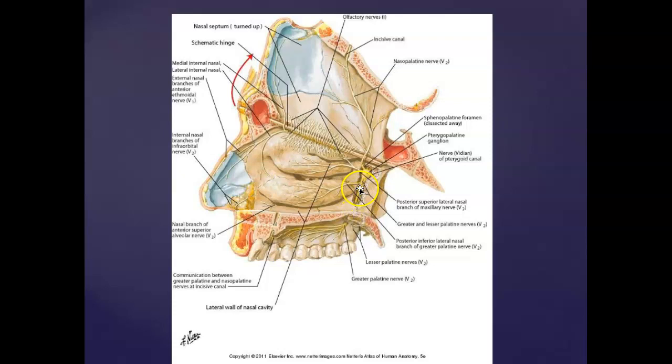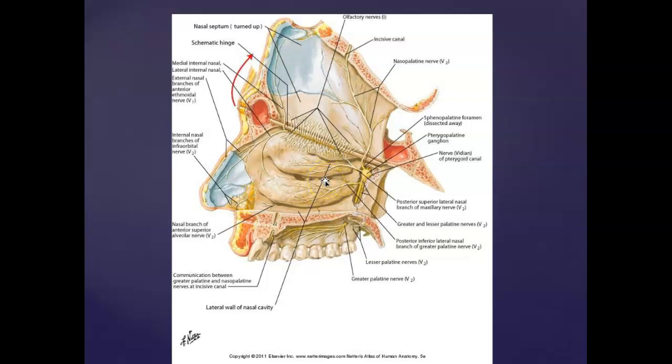Okay, now the greater palatine nerve, you can see coming down here, this is going to come down and provide a couple of branches. Actually right off of the ganglia is going to be this posterior superior lateral branch coming up into the lateral side of the nasal cavity. And then off of the greater palatine nerve, you've got this posterior inferior lateral branch coming down more on the inferior nasal concha. And that's going to provide sensation to those areas there.